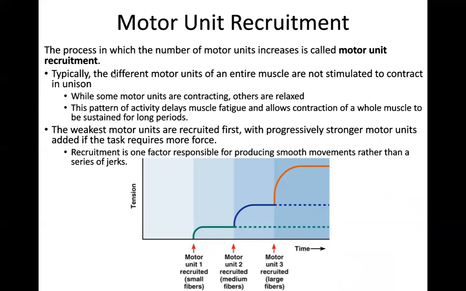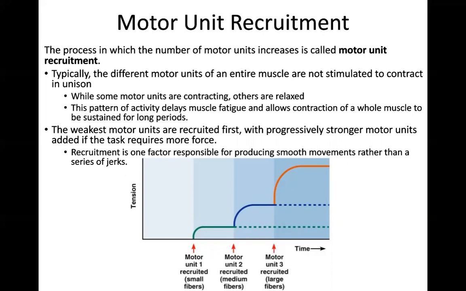So reading through, typically different motor units of an entire muscle are not stimulated to contract in unison. While some motor units are contracted, others are relaxed. And this pattern of activity delays muscular fatigue. Because think how easily tired we would get if, every time we did anything, we contracted every single muscle fiber in every single muscle. It would be exhausting and we would not be able to get much done. So this allows contraction of a whole muscle to be sustained for longer periods of time.